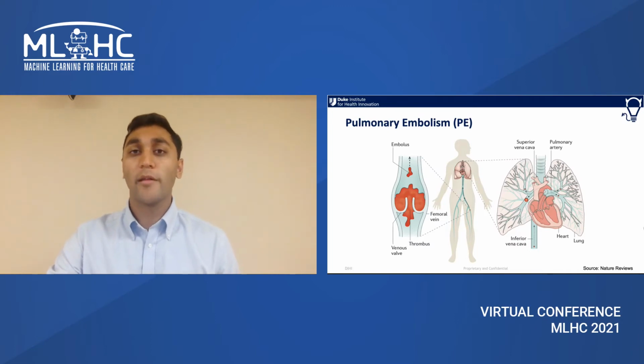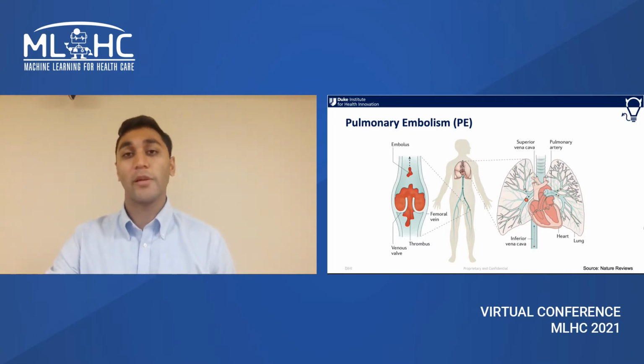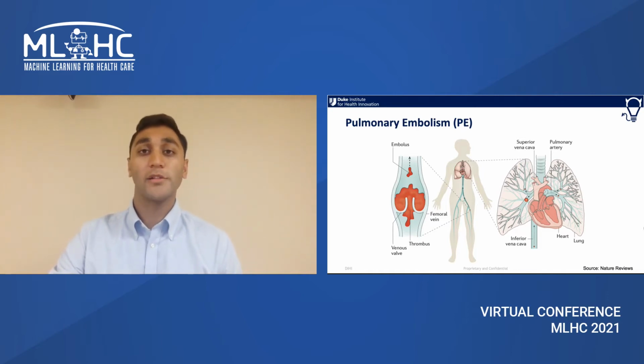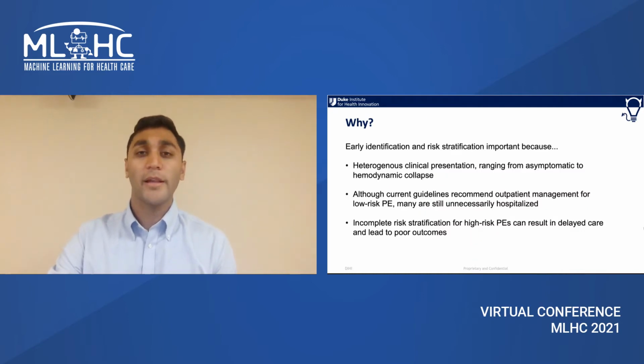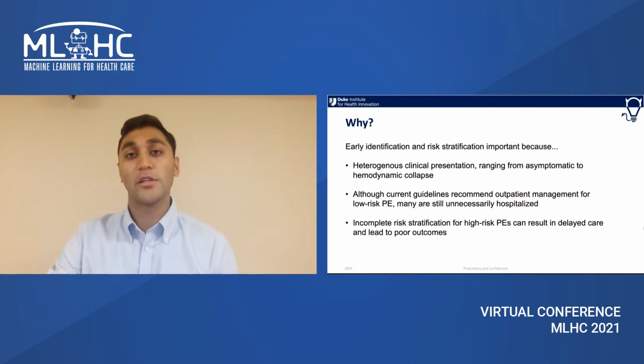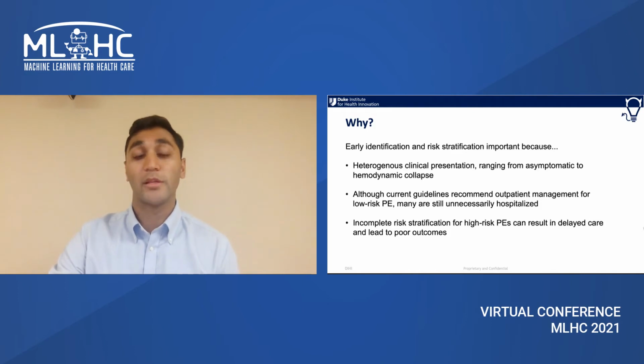A PE is a clot that can form in the deep veins of our lower extremities or pelvis, travel up through the right side of our heart, and can become lodged in our pulmonary arteries, thus obstructing blood flow to our lungs. Early identification and risk stratification of this condition are important because of the heterogeneous clinical presentation.